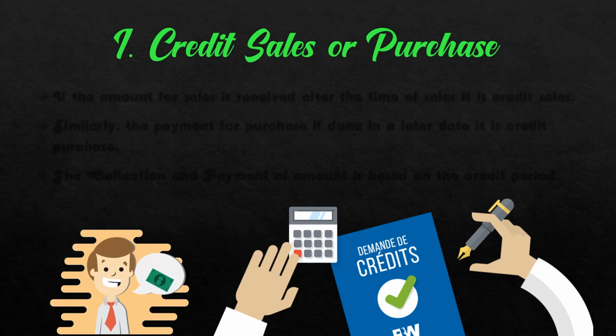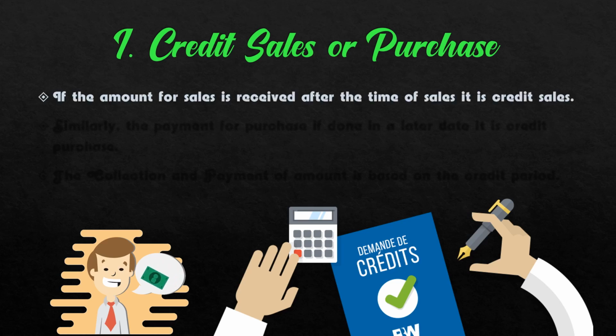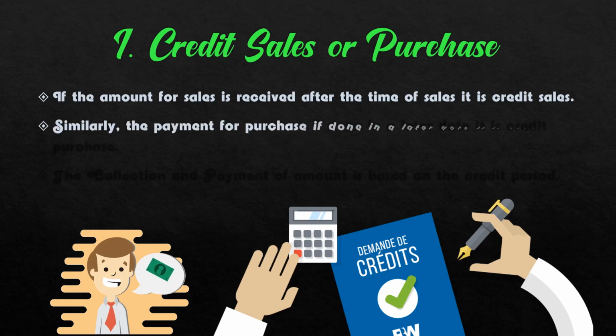So you cannot have the exact sales amount entered in the cash budget, and you cannot have the exact purchase amount entered in the cash budget. You have to calculate: in this month, what amount am I receiving with respect to my sales, and what amount do I have to pay with respect to my purchases? That's what credit sales or purchase is about. If the amount of sales is received after the time of sale, it is a credit sale. Similarly, if the payment of a purchase is done at a later date, it is a credit purchase.